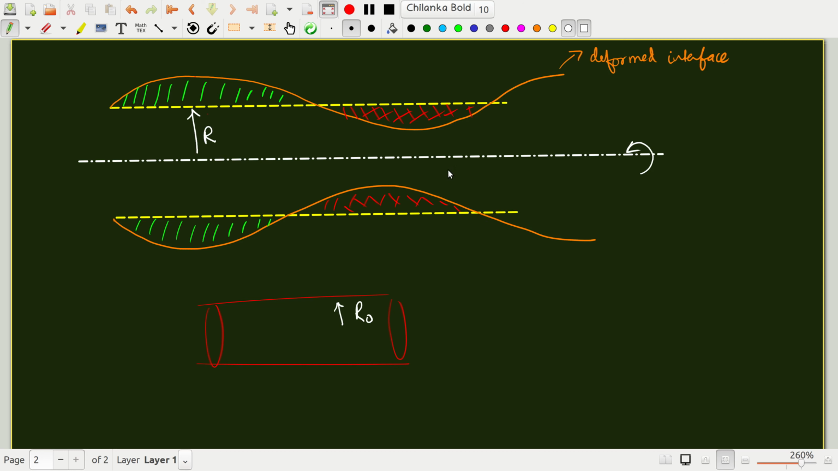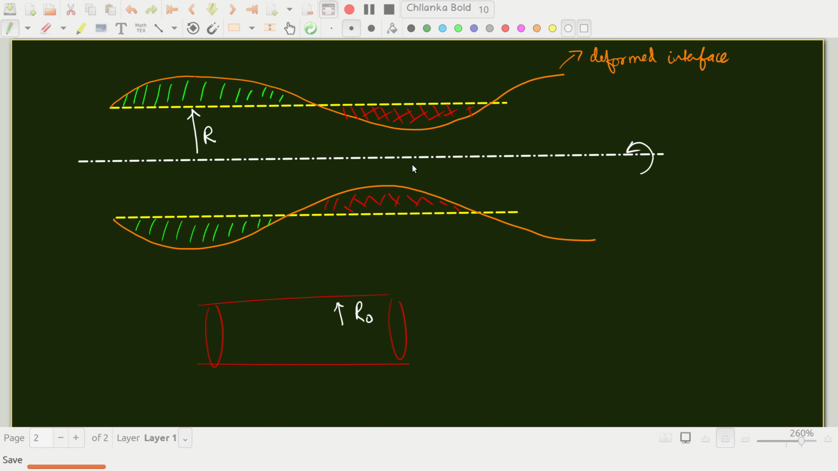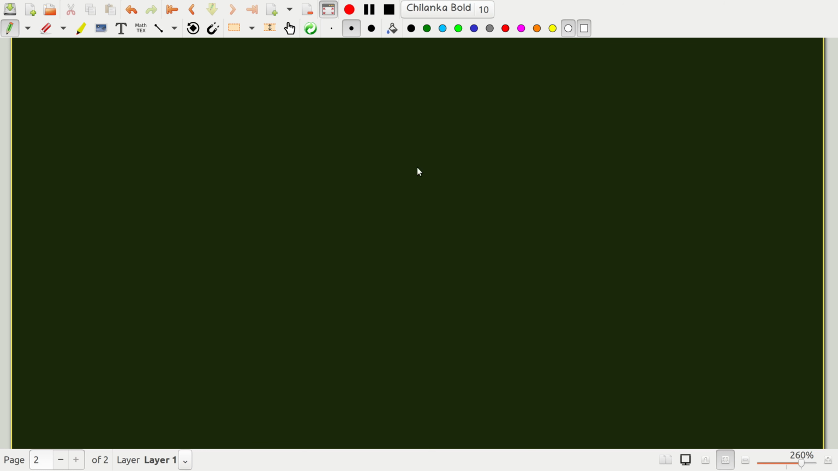Okay, so this is something that we will show mathematically as well. Right now I'm telling you the physical idea. Now let's do the mathematics a little bit more.